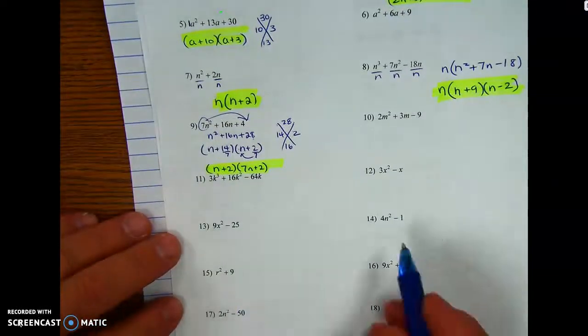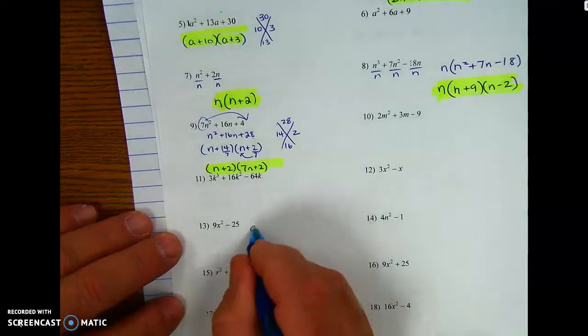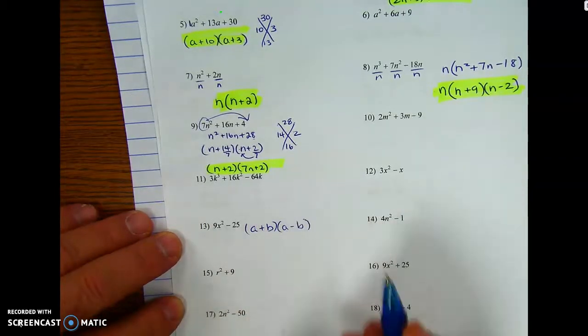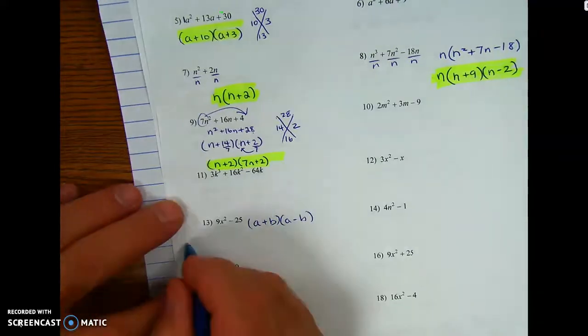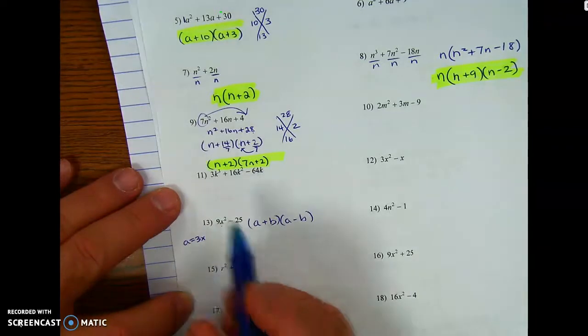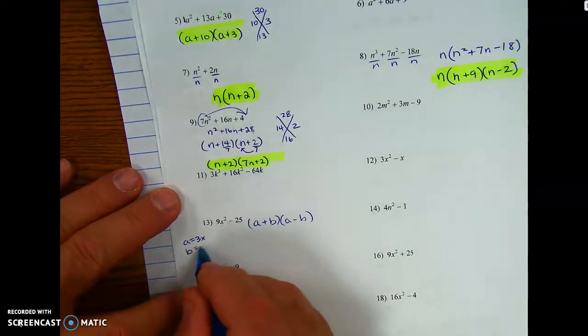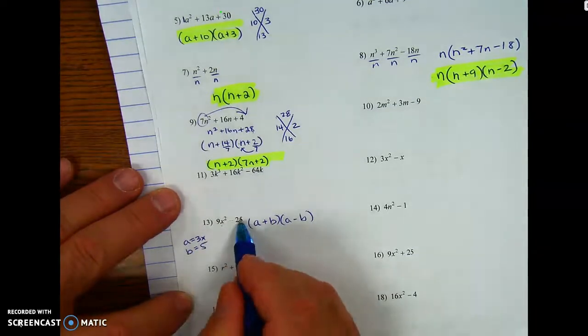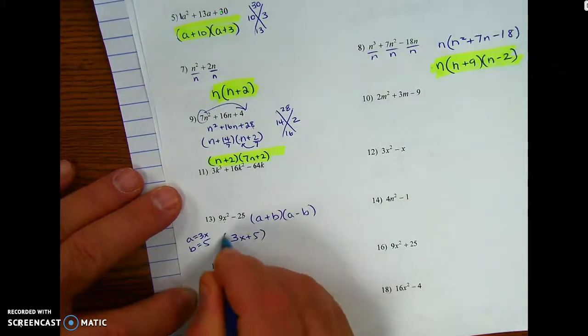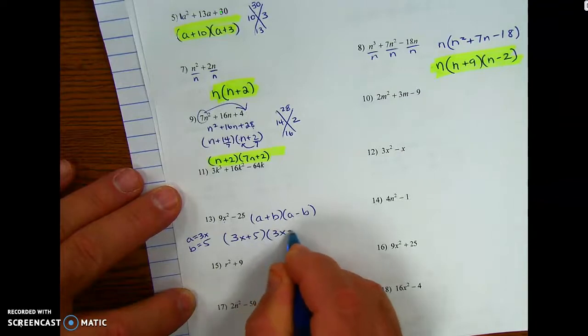I'll go down to 13 and 14. I'll do one of those. Dots. Remember the formula for dots is just a plus b times a minus b. So all I got to do is figure out what a is. A is 3x, because that's the square root of 9x squared. B is 5, because that's the square root of 25. So it's 3x plus 5 times 3x minus 5.